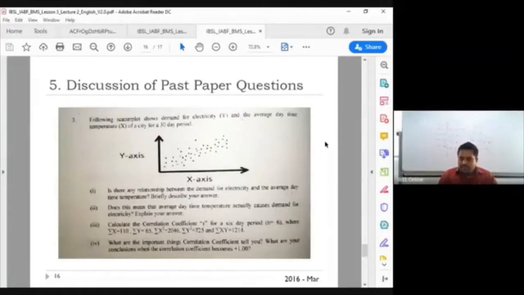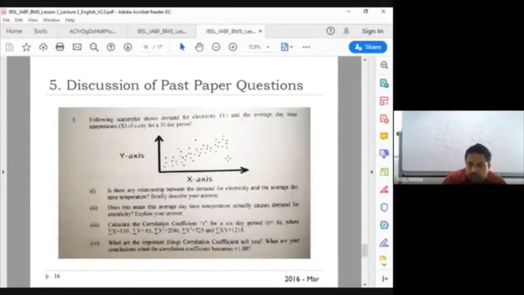Even when I read that question, I was feeling a little uncomfortable with "can we identify any correlation between those two values?" That's what we are going to see. Simple as that. You may find a relationship, you may find a correlation, or you may not find a correlation. However, the examiner has given you some scatter points like this. The first question he's asking: is there any relationship between the demand for electricity and the average daytime temperature?